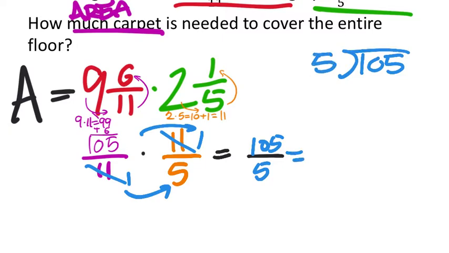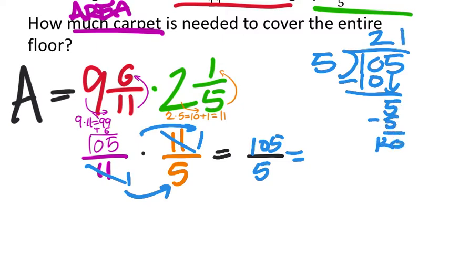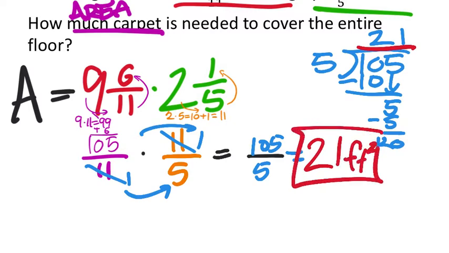So 5 won't go into 1, but it will go into 10. 2 times 5 is 10. That zeroes out, drop down the 5. 5 goes into 5 once. So yeah, nothing remaining on this one. And we can see up there that my final quotient is 21. I'll just need to label it right, so I'm going to make that in square feet. 21 square feet.